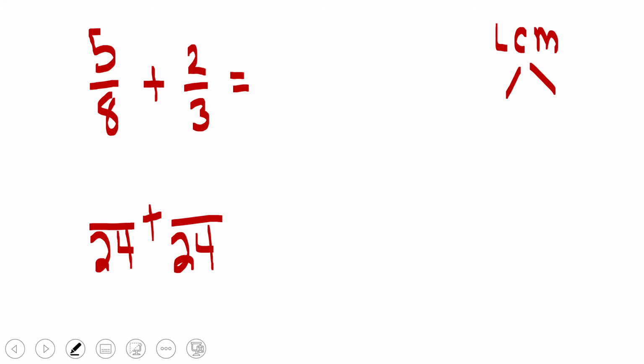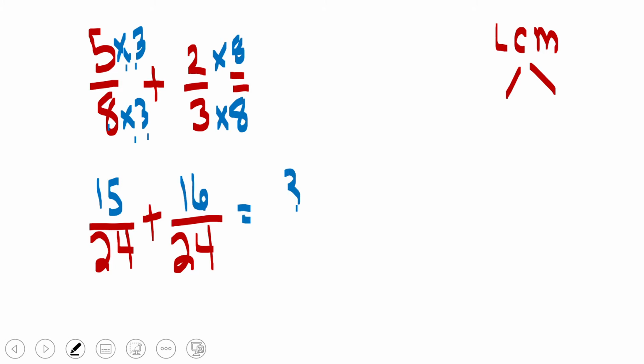But for this, remember, we can work with each fraction individually. To get to 24, we have to multiply by 3 in the denominator and the numerator for this fraction. So this is the 24 on the bottom. 5 times 3 is 15 on the top. To get to 24 on the other fraction, we need times 8, both on the denominator and the numerator. And we get 16, and that equals 31/24. That's an improper fraction. 24 fits into 31 once, and that leaves 7 over 24.